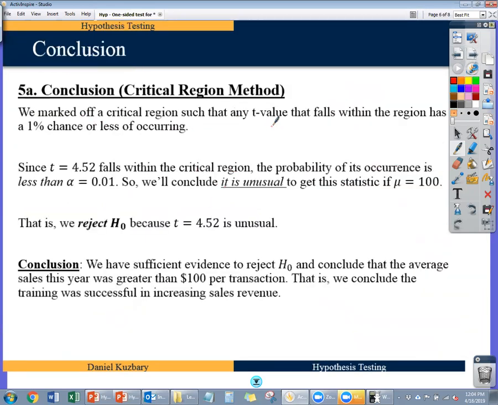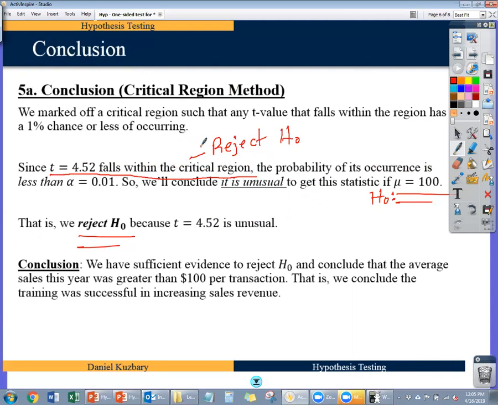So let's look at the conclusion. We marked off the critical region such that any t value that falls within the region has a 1% chance or less of occurring. Since t falls within this critical region, the probability of its occurrence is less than 0.01. So we will conclude it is unusual to get the statistic if this is true. Remember, this is H naught. So if H naught's true, this is super rare. So we're going to say H naught is not true because this is super rare. So we're going to reject H naught because this is unusual, because 4.52 falls in the critical region. So if you're looking for a nice hardened rule, since this is true, we reject H naught. If 4.52 fell in that left side, that 99%, we would fail to reject H naught. But since it falls within the critical region, we reject H naught.